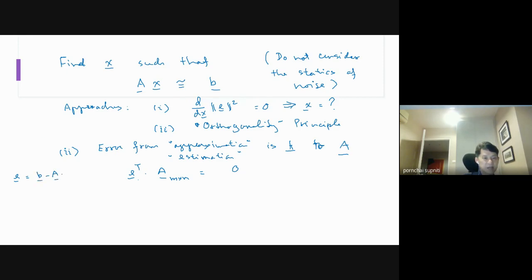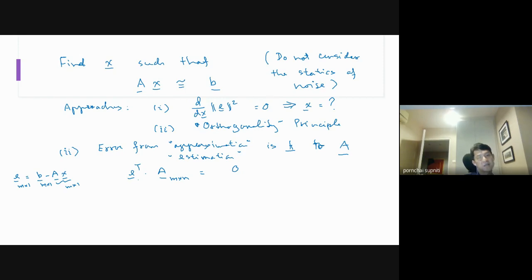B minus AX, right? So what is the size of A? What is the number of rows and columns of A? B is M multiplied with 1, right? So AX, the size has to be M multiplied with 1 as well. So this E has the size of M multiplied with 1.